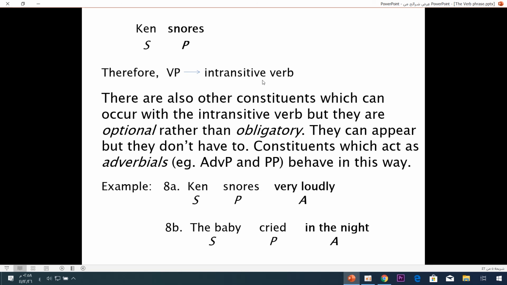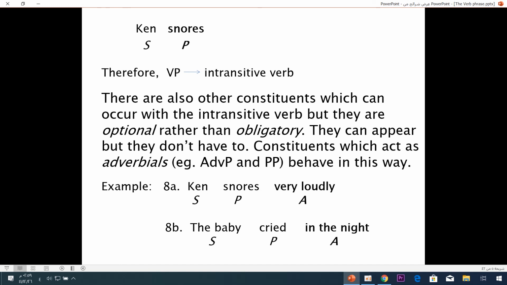As I said, a verb phrase can consist of a single word, that is the verb. There are also other constituents which can occur with the intransitive verb, but they are optional rather than obligatory. They can appear, but they don't have to. Constituents which act as adverbials, for example an adverb phrase, behave in this way. So you can say, Ken snores very loudly, the baby cried in the night.